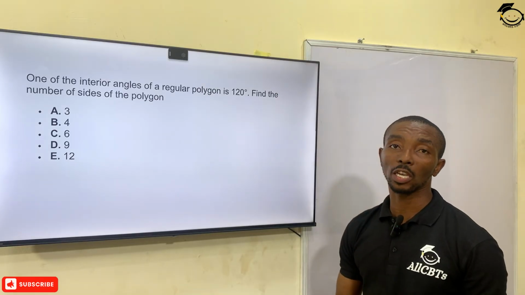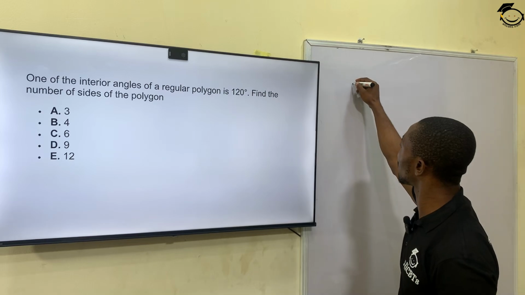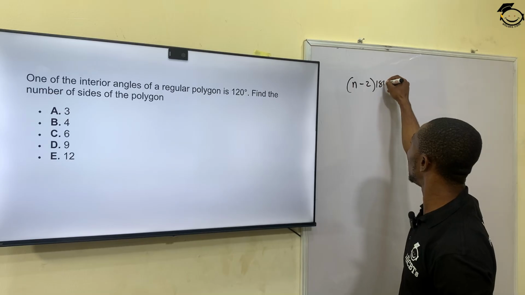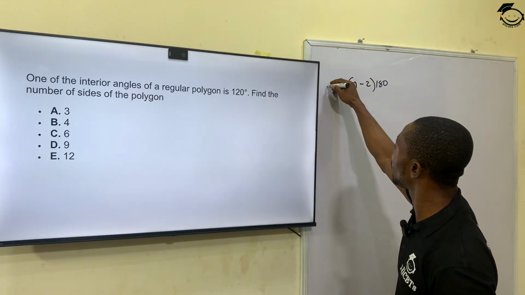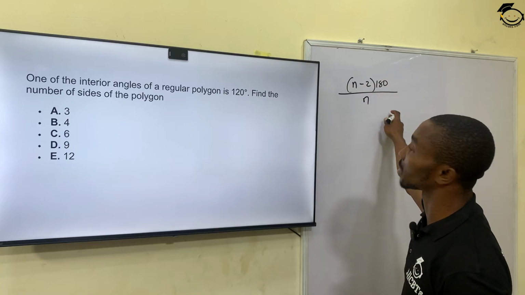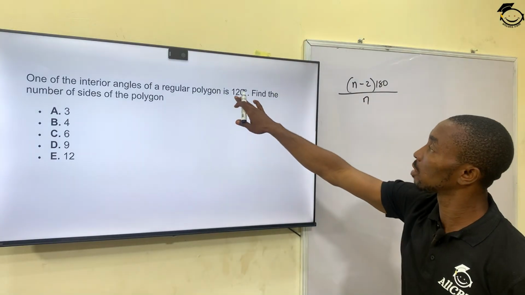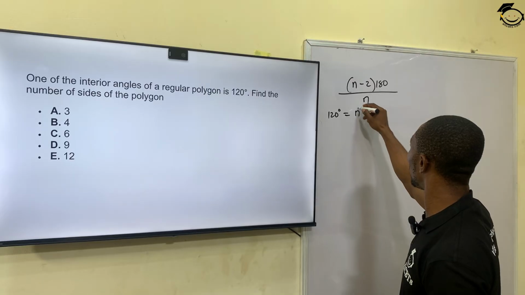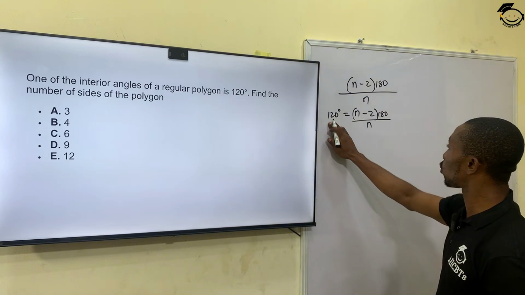One of the interior angles of a regular polygon is 120 degrees. Find the number of sides of the polygon. Now we know that the sum of angles in the polygon is (n minus 2)180 degrees. If we are looking for one angle, we divide this total sum by the number of sides of the polygon. So applying this formula, we've been given that one angle is 120 degrees, equals (n minus 2)180 all over n.